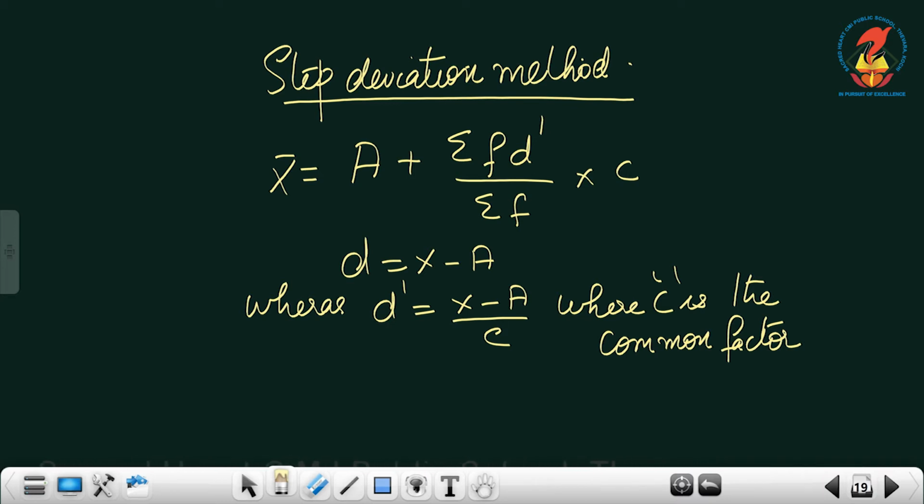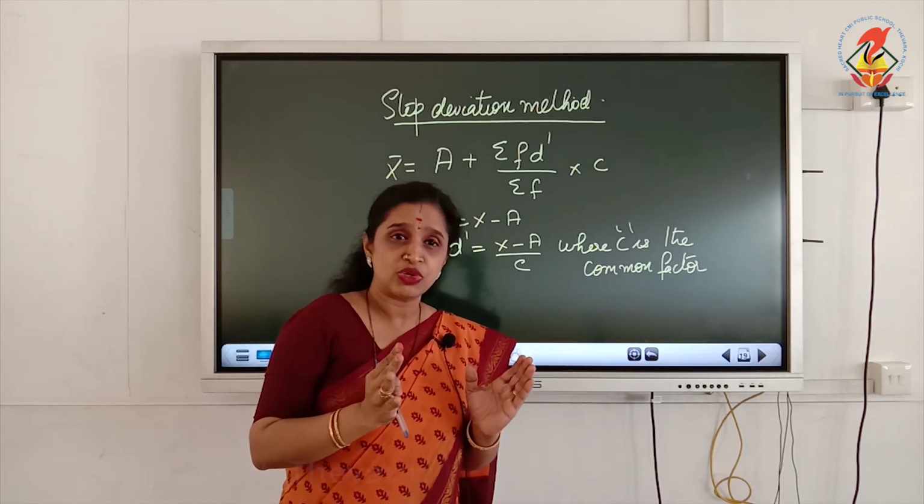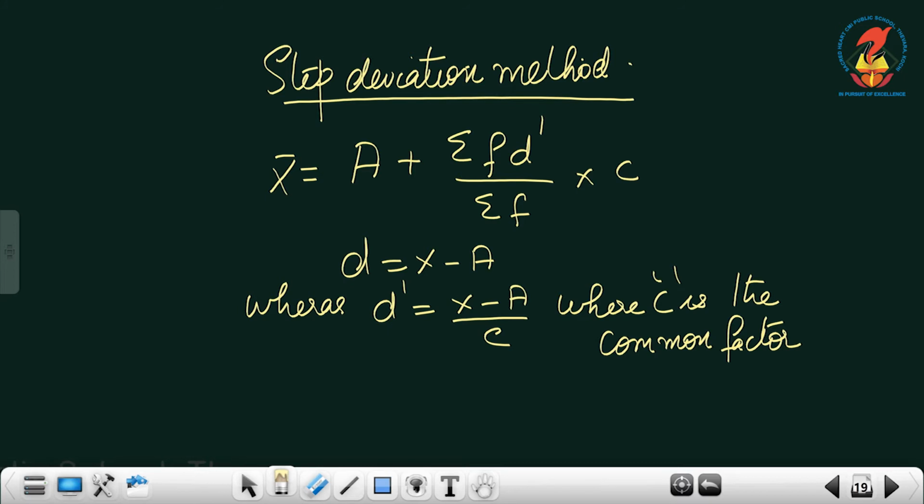Through the step deviation method, the values become so simple, the values will become so small. Now let us see how. The formula for step deviation method is A plus sigma F D dash by sigma F into C. Now you have learned what is D, isn't it? Here we use it as D dash. What is this D dash? Into C, that is the only difference we find in the step deviation method.